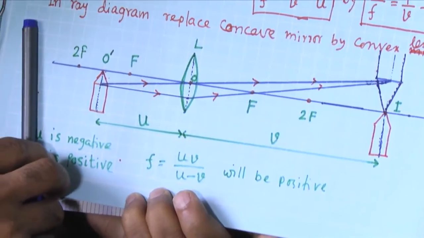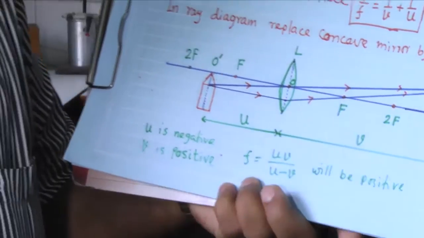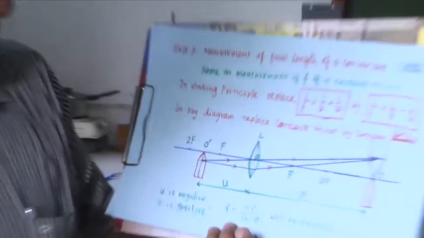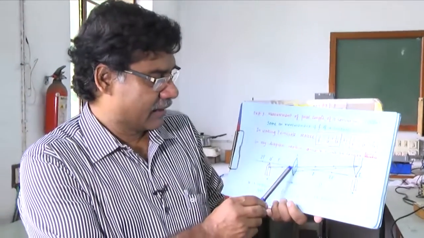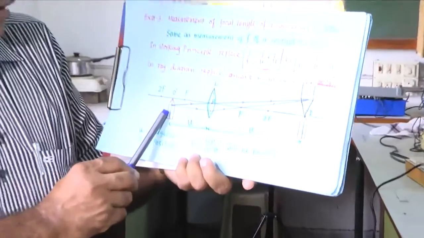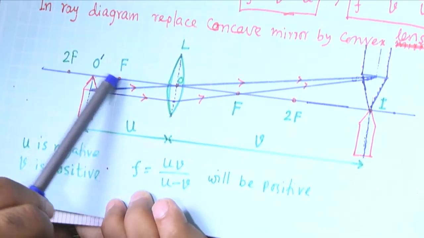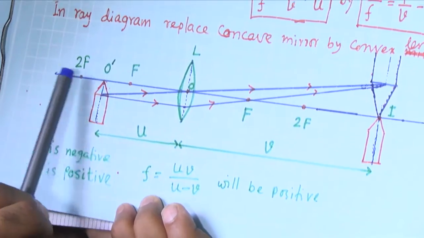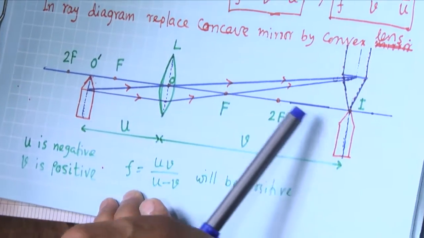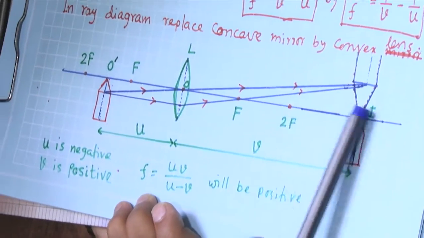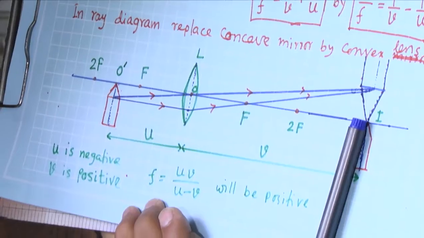Okay, so here in the experiment, we'll keep the object approximately between f and 2f. Okay, then we'll expect that the image will be beyond 2f.